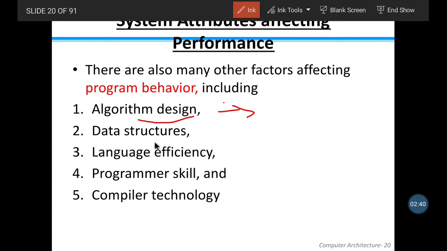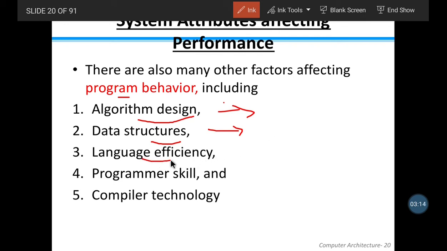Okay, and also data structures. If you come to data structures, we have many alternatives. We can use arrays, we can use binary trees, we can use linked lists. And again, it depends on the experience of the programmer, which data structure is suitable for which kind of applications. Again, that also affects your program behavior. So you have to efficiently choose the data structures.